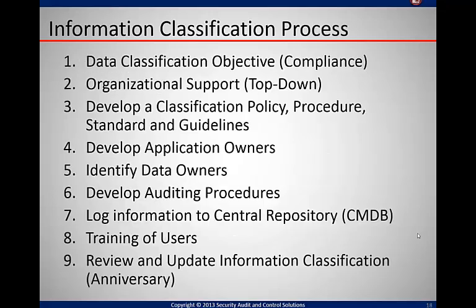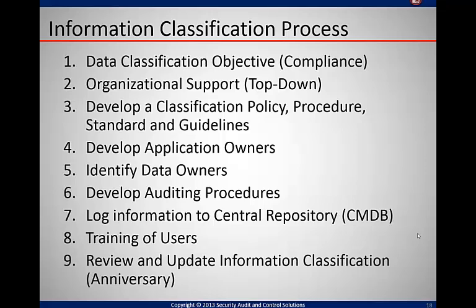Now, the classification process is as follows. We have to look at the data classification objective. That's part of compliance. Then organizational support from a top-down approach. Step 3, we have to develop our classification policy, then supporting documentation such as procedures, standards, and guidelines. Step 4, we have to identify the application owners. Then step 5, the data owners, because they are different. They can be the same, but they are normally different.